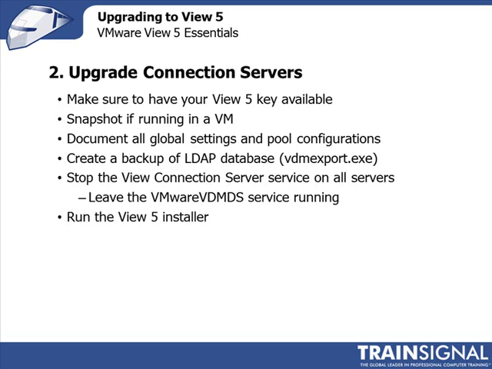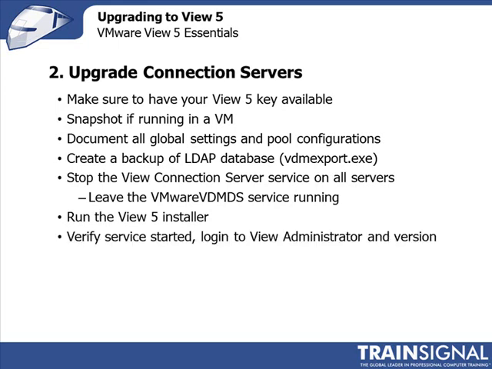Then we can finally run the installer. During the load process of the installer, it will recognize that View is already installed on the server and simply needs to be upgraded. This streamlines the install process because most settings will just be kept. After the upgrade is complete, the service should automatically restart. But you'll want to make sure that the service did restart, and then log into View Administrator to verify the proper version. While in View Administrator, enter the View 5 license key.